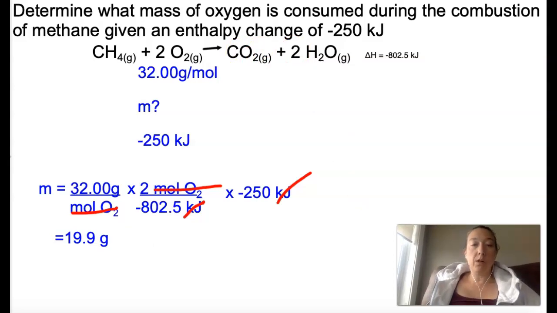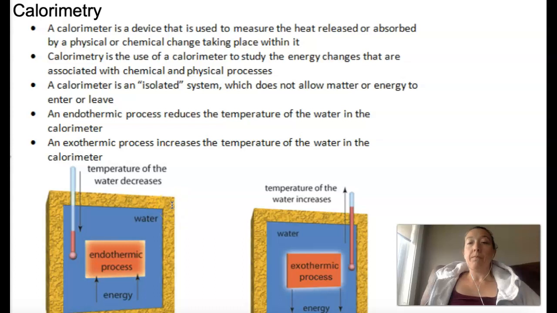So now we're going to start talking about calorimetry, because calorimetry is the method that we use when we are trying to experimentally determine how much energy a chemical reaction gives off.